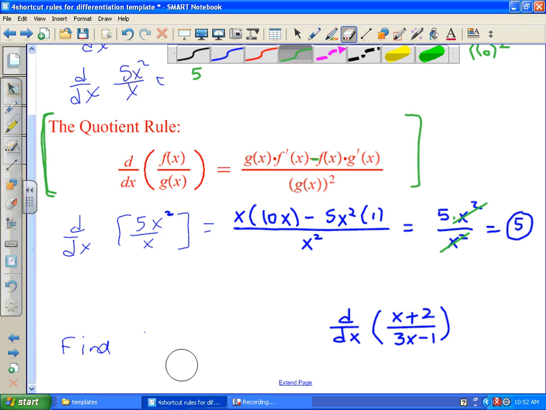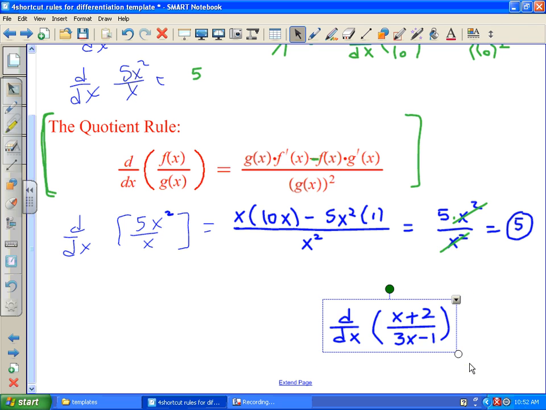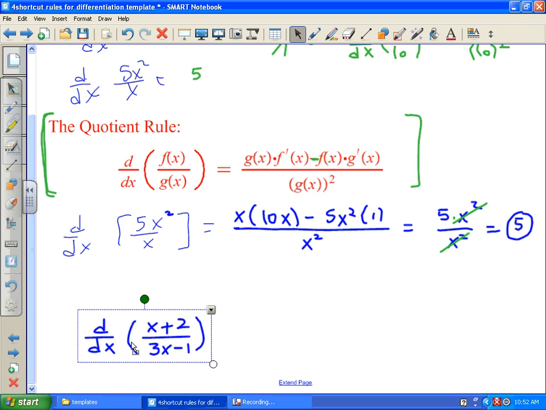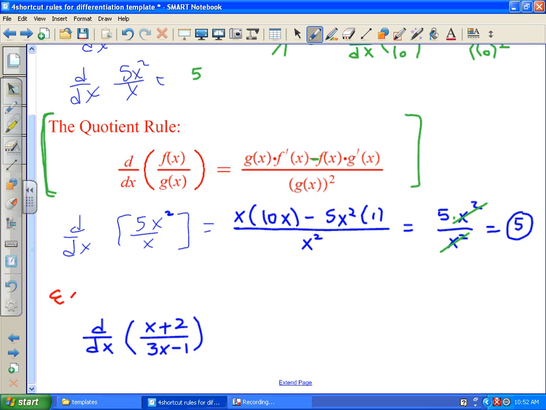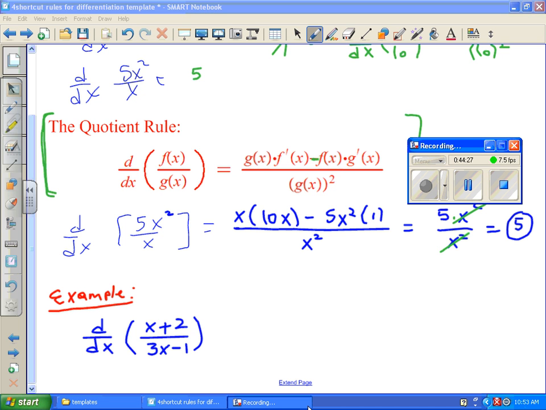So now we're going to find the derivative of x plus 2 over 3x minus 1. And for this one, we have no choice. We have to apply the quotient rule. Once again, take a few moments, please. Okay, let's take a look at the solution.